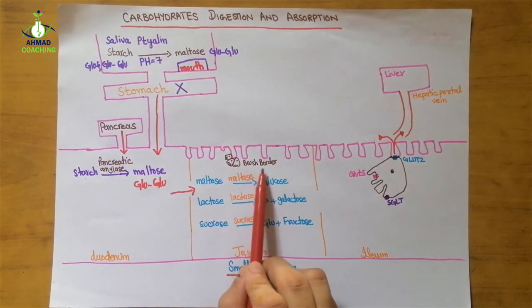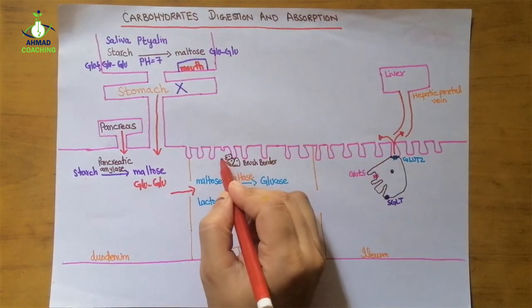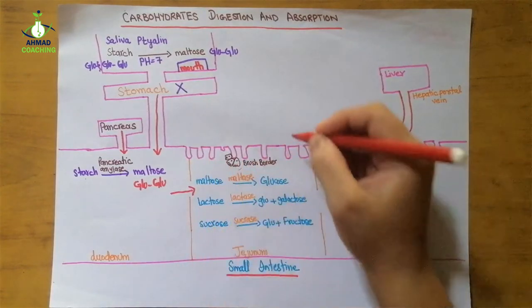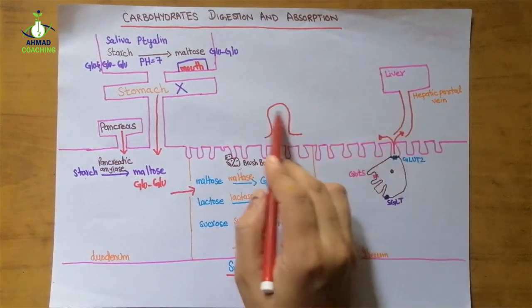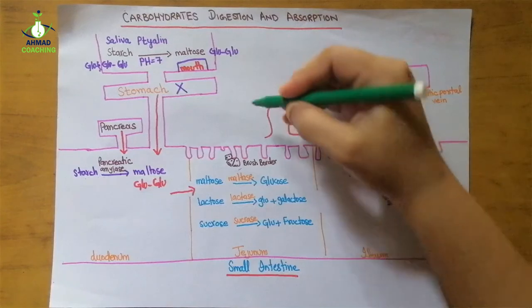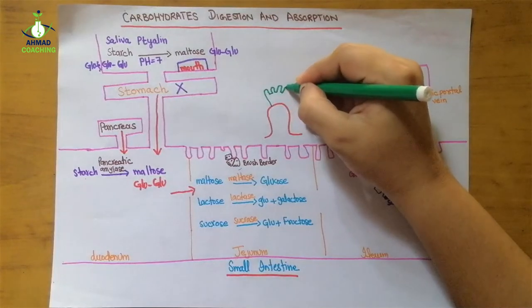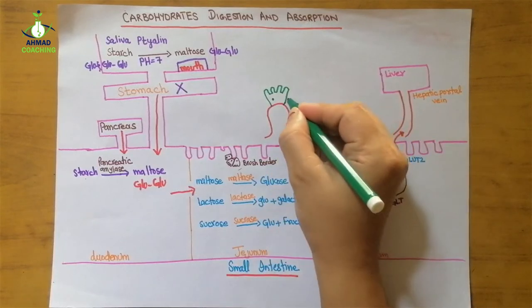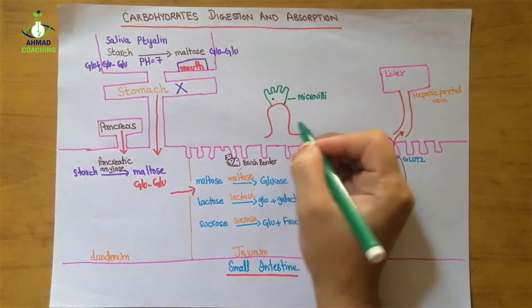Here we have the brush border. What is actually the brush border? In the brush border we have these small projections, and these are known as microvilli. The whole fold is actually the villi, and on the villi we have these small projections, and they are known as microvilli. So this is the villi.